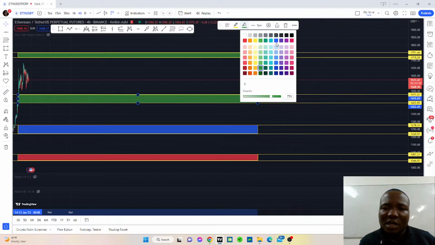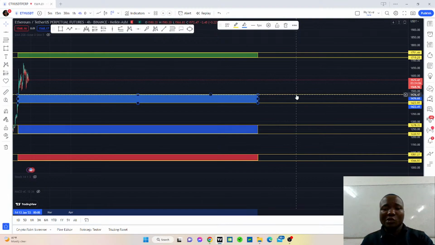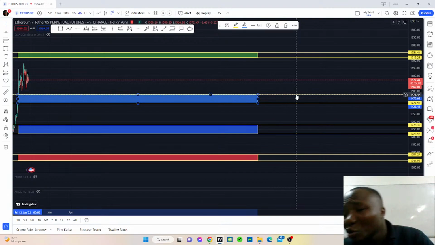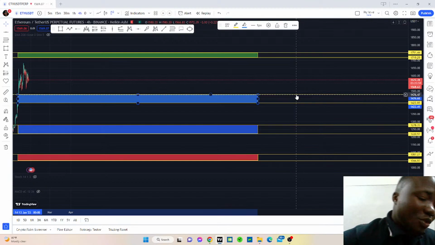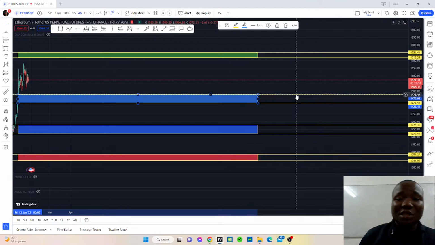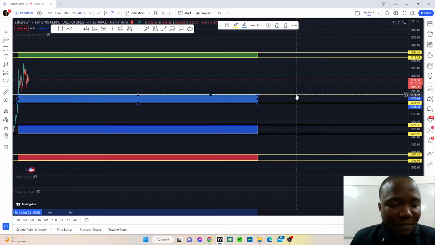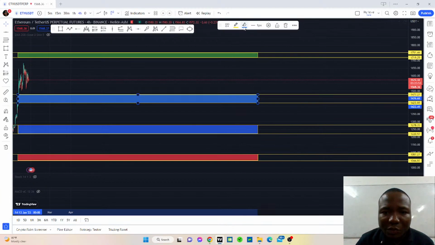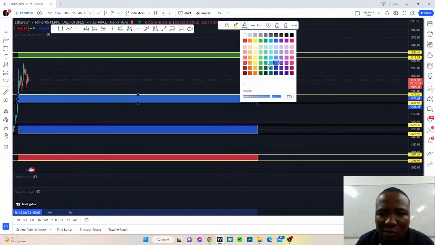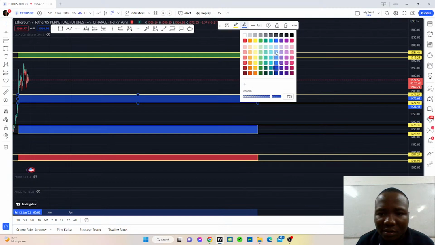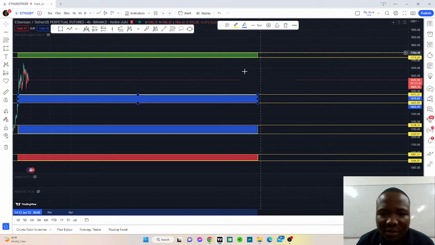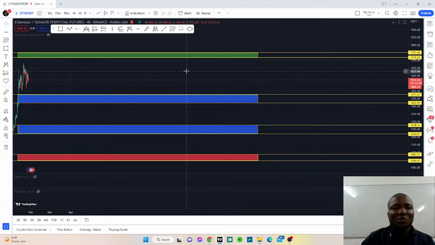I'll change the color to blue because that is not an optimum trading zone, rather it's just a normal zone. So let me look for a better color. Blue, this one is too dark. Let me check. Okay, this one is better. Yeah, it's better now.